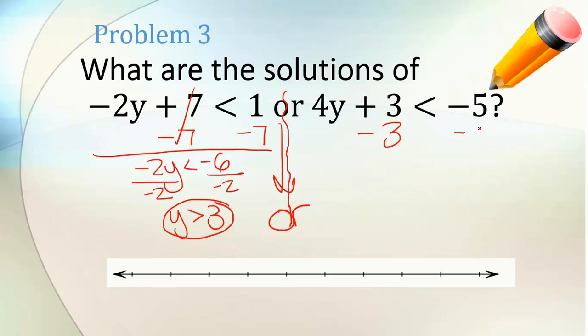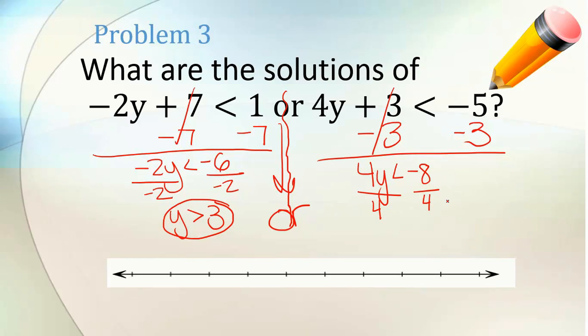Subtract 3 from both sides. He's the last person to the party, so we got to kick him out first. Looks like I got to divide by 4. So I get y is less than negative 8 divided by 4 is negative 2. So I have y is greater than 3 or y is less than negative 2.